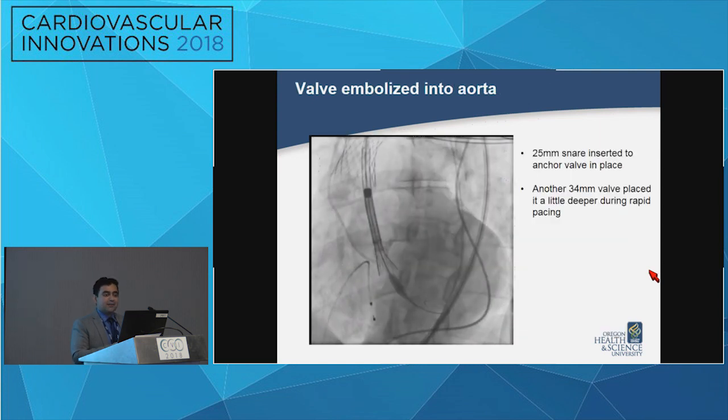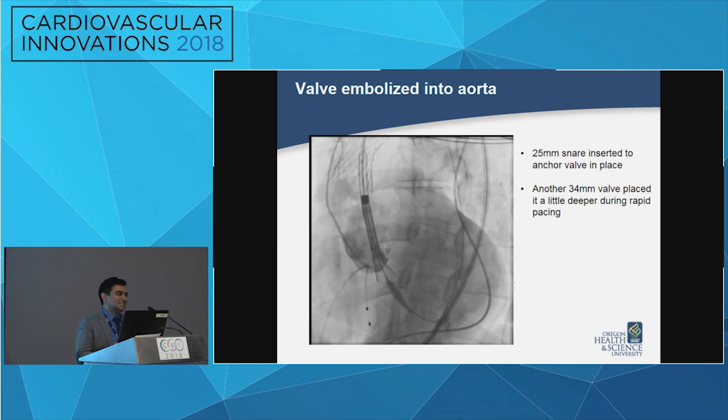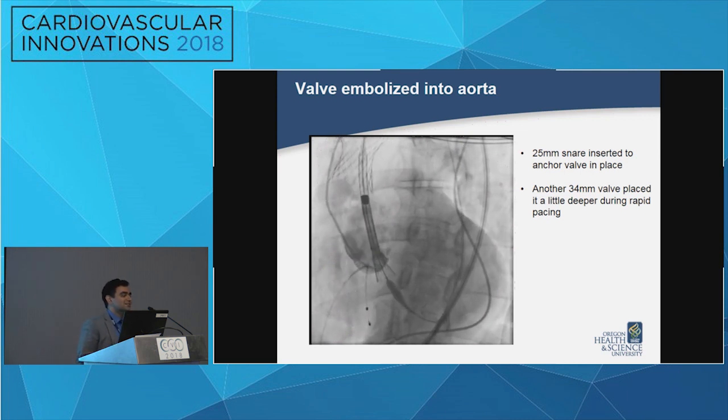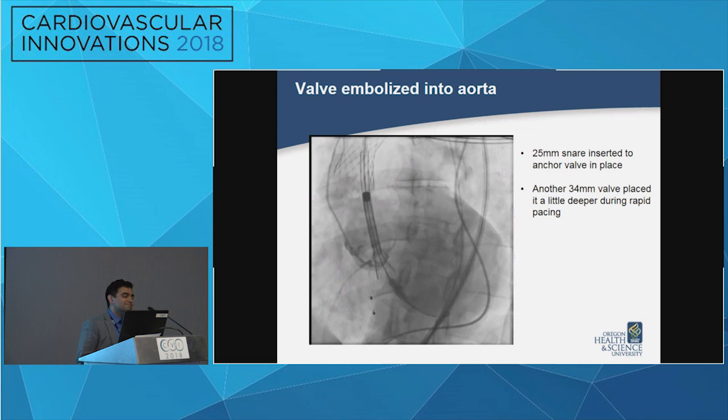And then there's another turn of events because the valve embolized into the aorta. Sometimes the measurements, the place where you land the valve with the bicuspid, is a little different than when you land with a tightly fit valve. So that may be one of the reasons why it's a little distinct.